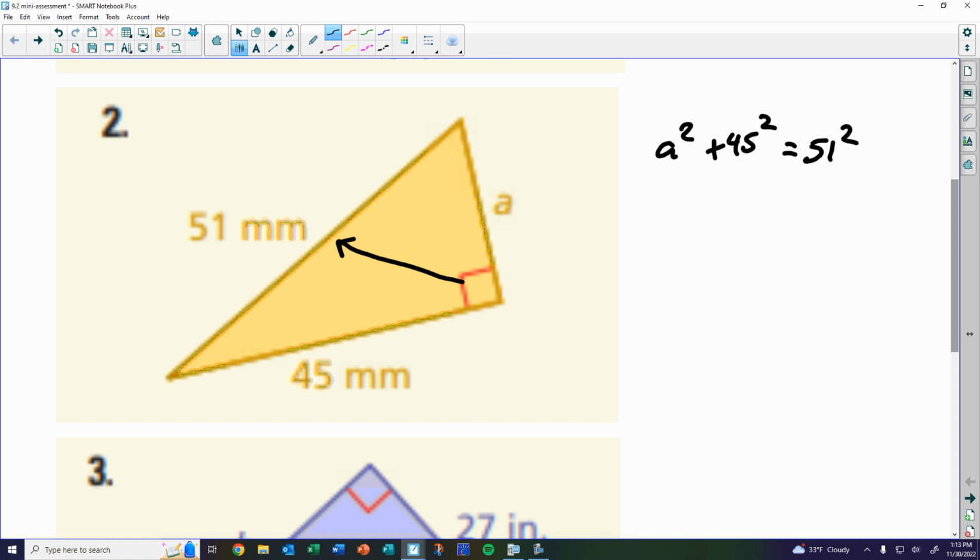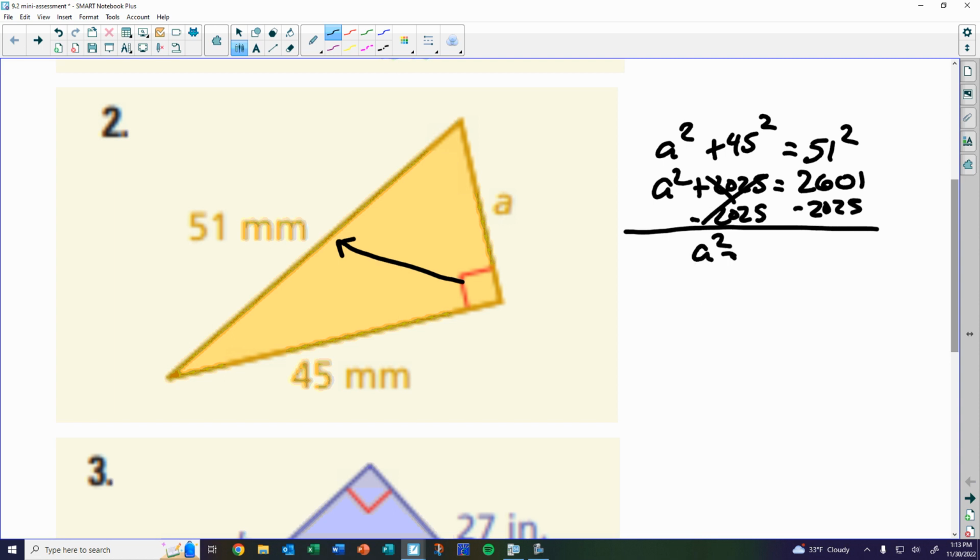So remember, 45 squared is 2,025, and 51 squared is 2,601. So I have to subtract 2025 from both sides to get a squared by itself. And when I subtract this, it's what, 576? Square root both sides, and a is 24.